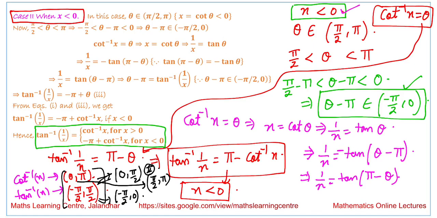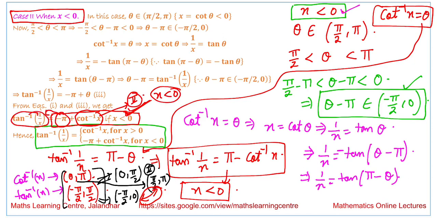So to convert these values, the final answer we obtain is in the form minus of pi plus cot inverse of x. The value of cot inverse of x will lie in the second quadrant when x is less than 0. We write it as minus pi plus this, so it will shift the answers to the fourth quadrant, and hence we have obtained this formula.